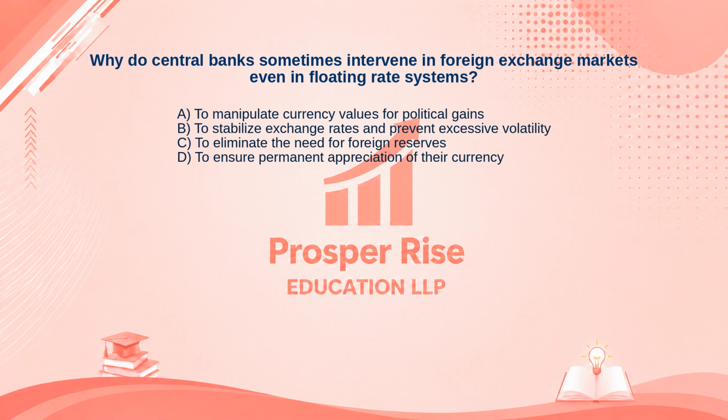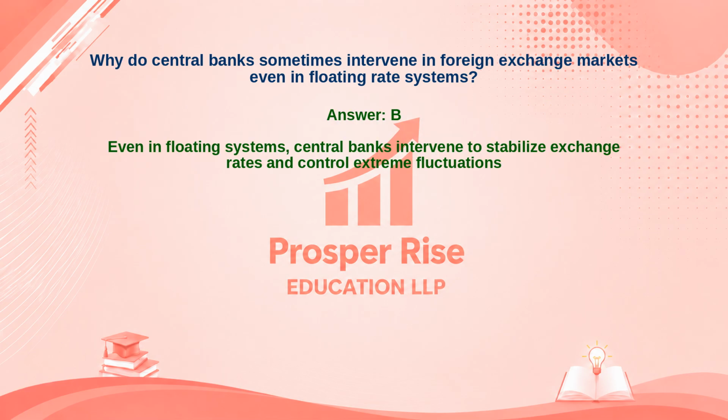Take a moment to pause the video and decide. The correct answer is option B. Let's see why. Even in floating systems, central banks intervene to stabilize exchange rates and control extreme fluctuations.